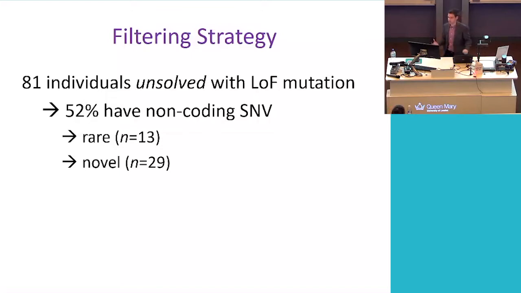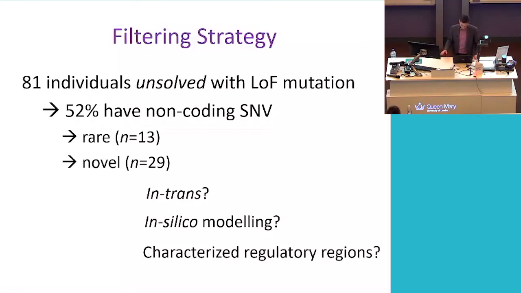And when we do this for these 80 individuals, we see that over half of them have a rare or novel non-coding single nucleotide variant within the same gene. We can then start to ask lots of more interesting questions. Well, what's the phase of these variants? Are they in trans or are they in cis?